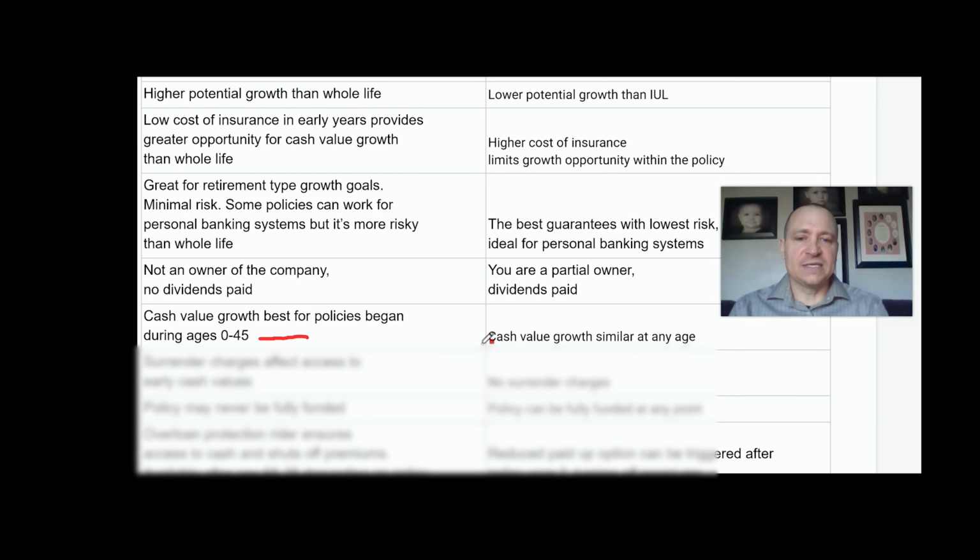And this is because the cash value growth is similar at any age. When it comes to the design of these whole life policies for the infinite banking concept, the cash value growth is very similar. It doesn't matter if you're 55 or 25 or 35. The only thing that changes based on your age is how much death benefit it's going to buy you. But we can still get similar cash value growth, which is disconnected from the death benefit.